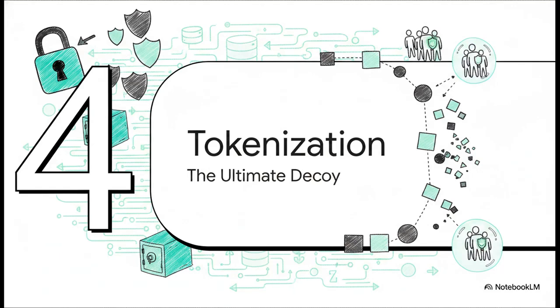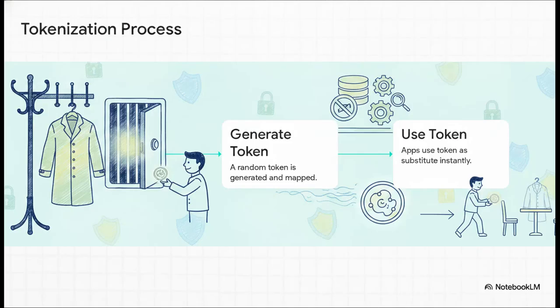Section 4. Tokenization, the ultimate decoy. Okay, let's move to and see how this builds. If steganography is for covert communication, tokenization is our enterprise-level decoy tactic. It's primarily used for protecting massive amounts of sensitive data sitting at rest in corporate databases.